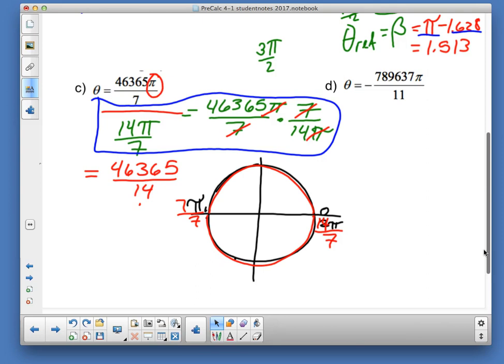So 46,365 into your calculator divided by 14. This is 3,311.785714. Okay? So that's what I've got in my calculator. I'm going to take away the 3,311.